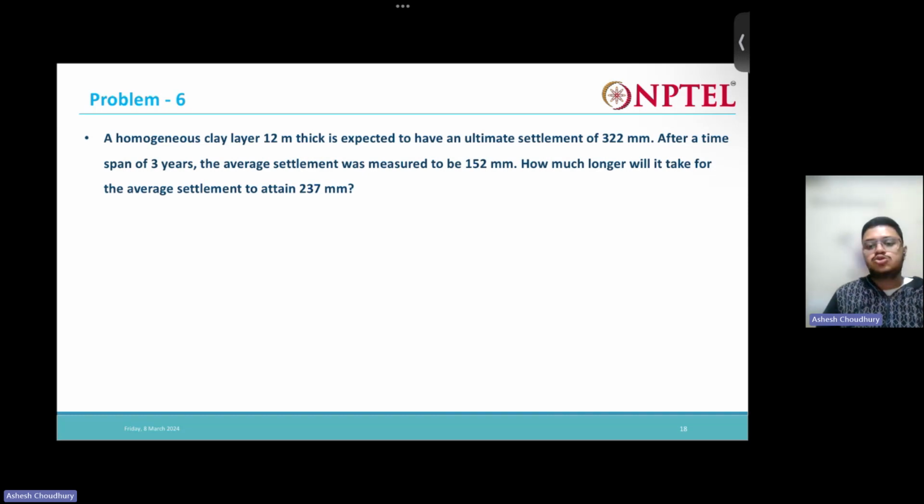Okay. Now it is asked how much longer will it take for the average settlement to attain 237 mm. So for 152 mm settlement, 3 years has been taken, and we need to find out for 237 mm settlement how much more time will be required. Okay. So how to do that? First, let us write down the degrees of consolidation. In the first case, the degree of consolidation is settlement by total settlement, so this much is the degree of consolidation in 3 years time.